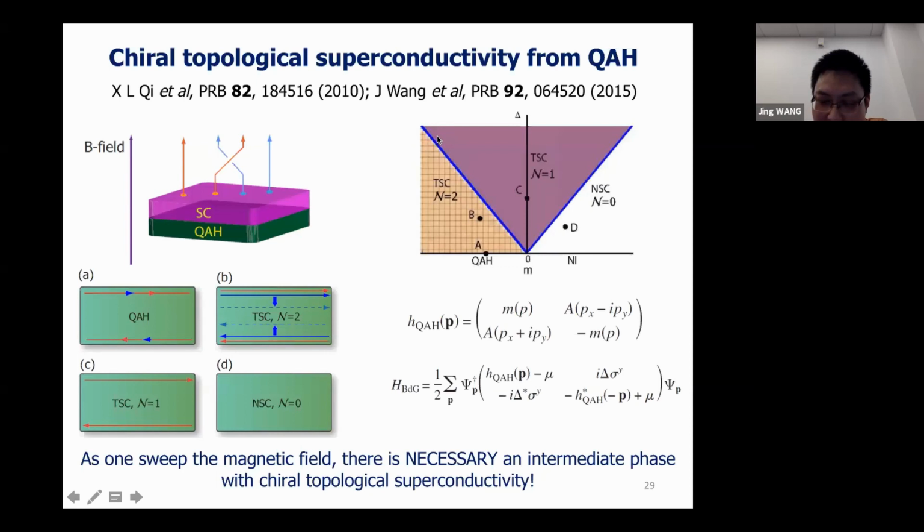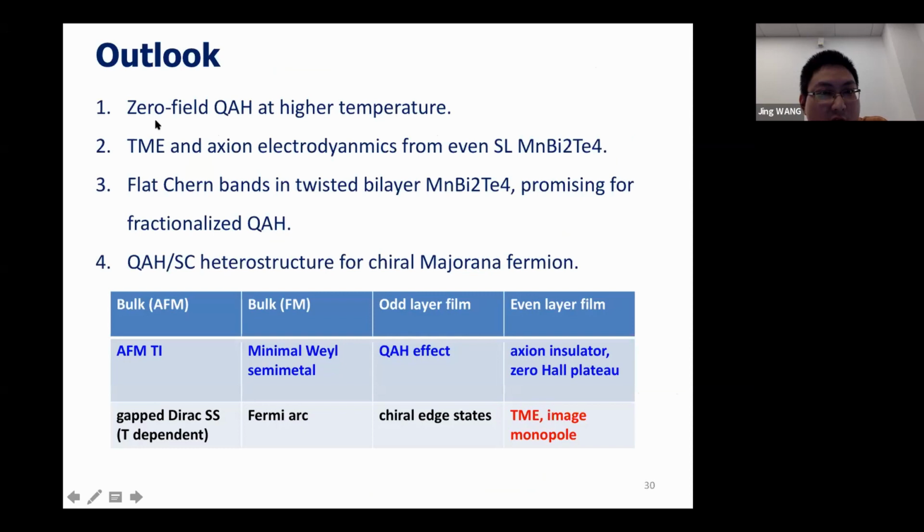So finally, I would like to talk about future directions. We expect zero-field quantum anomalous Hall effects at even higher temperature by improving the sample quality. And also the experimental realization of the topological magnetoelectric effect and axion insulator dynamics from this even-layer sample. Also, we propose that this flat Chern band may exist in twisted bilayer 1-2-4, which is promising for the fractionalized quantum anomalous Hall effect. And also this quantum anomalous Hall insulator in this pristine material together with the superconducting structure is very promising to realize this chiral Majorana fermion.